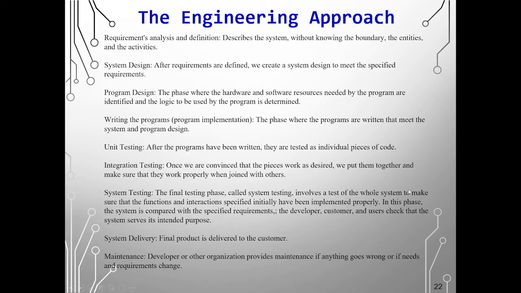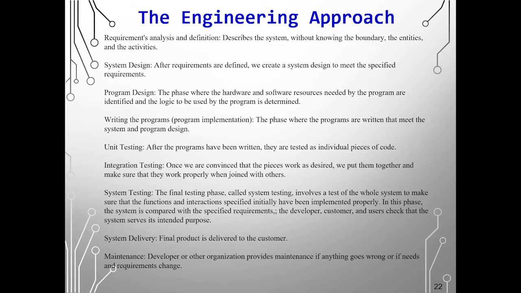Next part we'll be talking about is the engineering approach. So there are 9 steps between requirement analysis and definition to maintenance. So requirement analysis and definition first describes the system without knowing the boundaries, the entities, and the activities. Then you have system design, which after the requirements are defined, we create a system design to meet the specified requirements. Then we have program design, which is the phase where the hardware and software resources needed by the program are identified, the logic to be used by the program is determined.